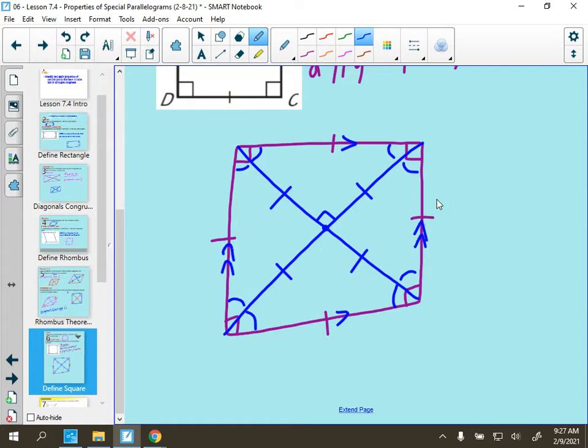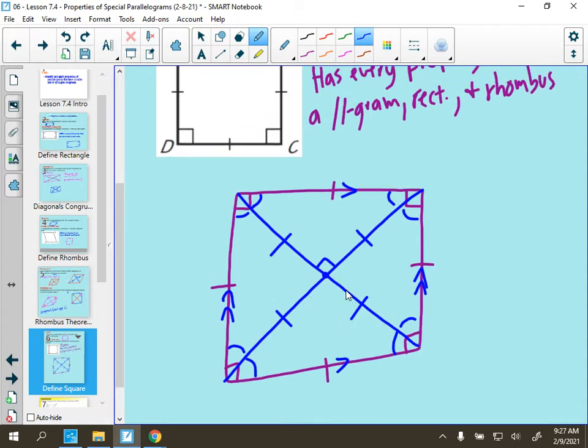Opposite sides congruent, opposite angles congruent, consecutive angles supplementary. So I guess that does probably have everything on it that we've talked about, but it loses it a little bit with everything going on there. So that's what we need to know about a square. It's basically got everything going on.